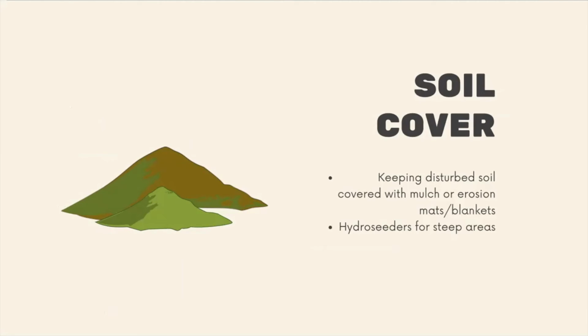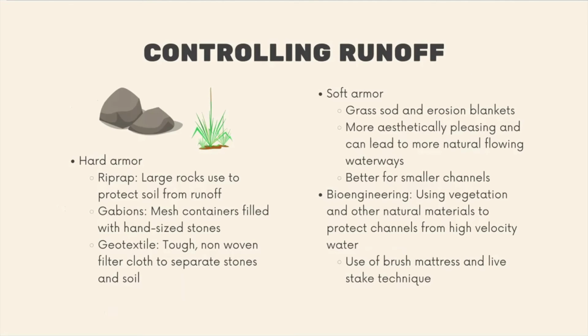And then for steeper areas, there are things called hydroseeders. And then when it comes to controlling runoff, there's going to be hard armor, soft armor, and bioengineering. Hard armor can consist of riprap, which is large rocks used to protect the soil from runoff. There's gabions, I'm not sure how to say that, I think it's gabions, but mesh containers filled with hand-sized stones. And then there's geotextile, which is tough, non-woven filter cloth that separates the stones and the soil.